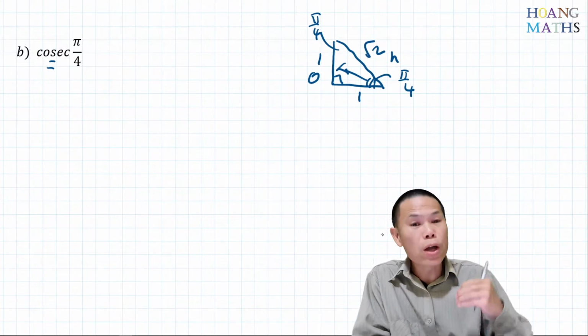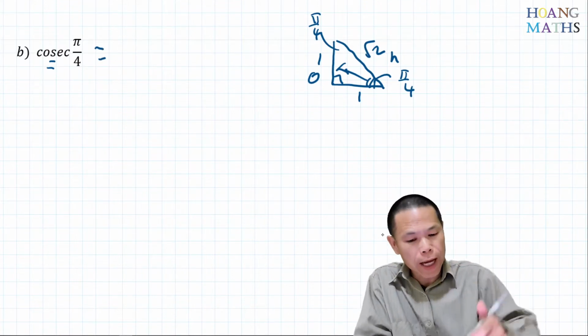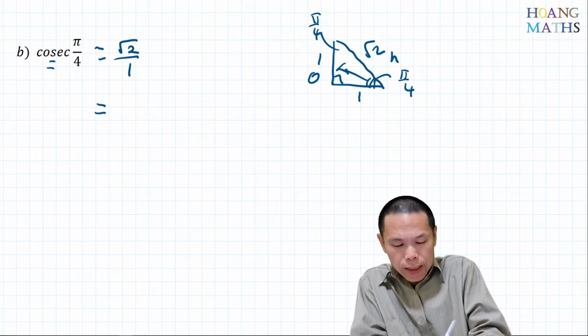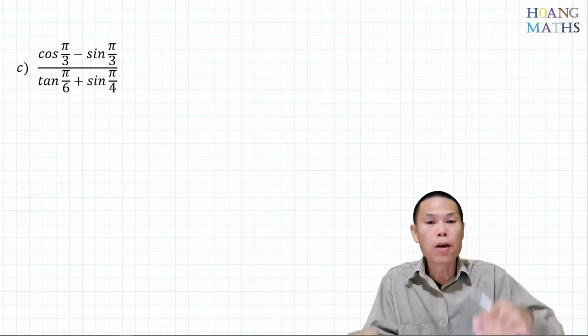So therefore, cosec, which is 1 over sine, so we flip it, okay? So 1 over root 2 becomes root 2 over 1. So the answer is root 2. There you go. Part C.